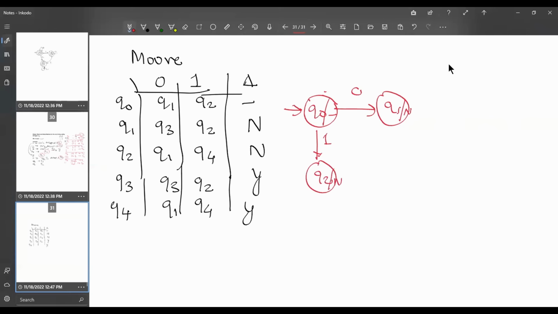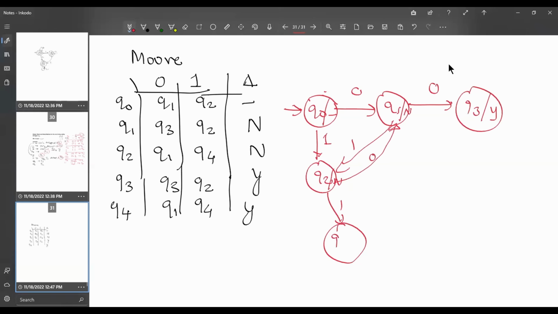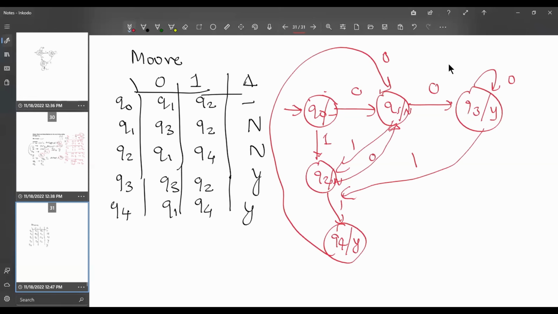Now, Q1 on 0 is going to Q3. What is the output of Q3? Yes. And on 1, it is going to Q2. Now, Q2 on 0 is going to Q1, and on 1 it is going to Q4. And the output of Q4 was yes. Now Q3 on 0 is going to itself, and on 1 it is going to Q2. Q4 on 0 is going to Q1, and on 1 it is going to itself. So this is the Moore machine.